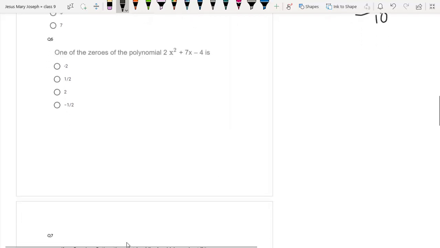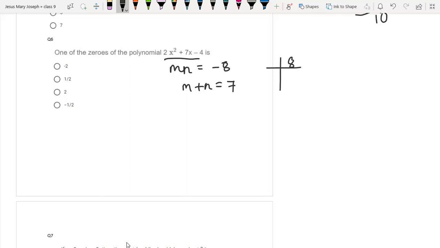One of the zeros of the polynomial is... in this case you have to go with either the factorization method or middle term splitting. If you see, we want the product to be -8 and the sum to be 7. So if you factorize this 8, you will get this. And now m will be equal to plus 8 and n equal to minus 1, because you can see when you add these two you will get plus 7, and when you multiply them you get minus 8.